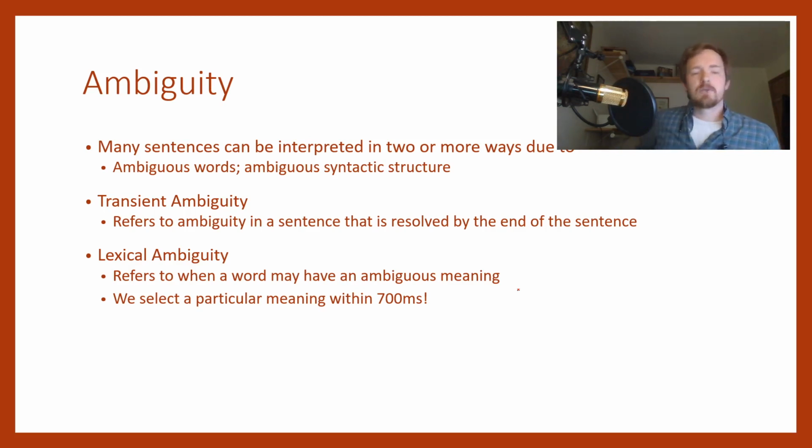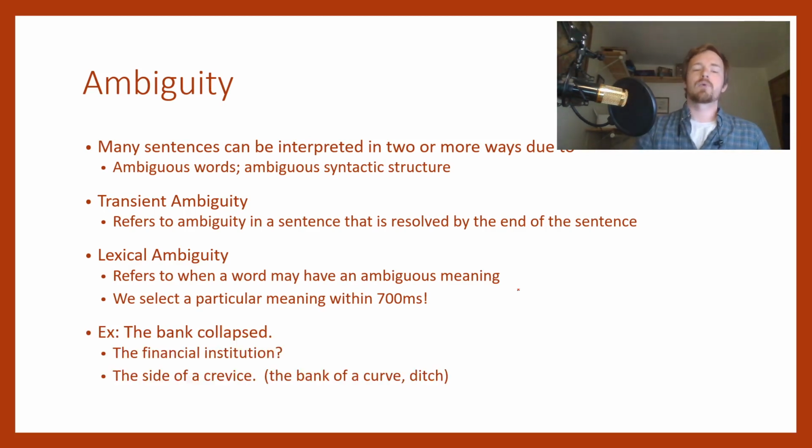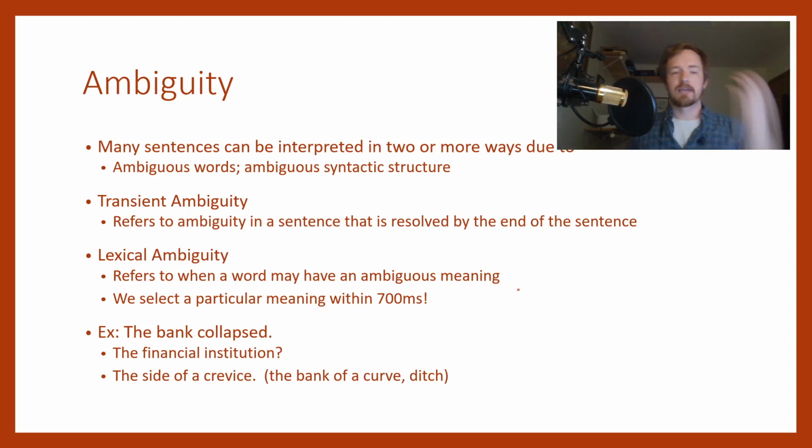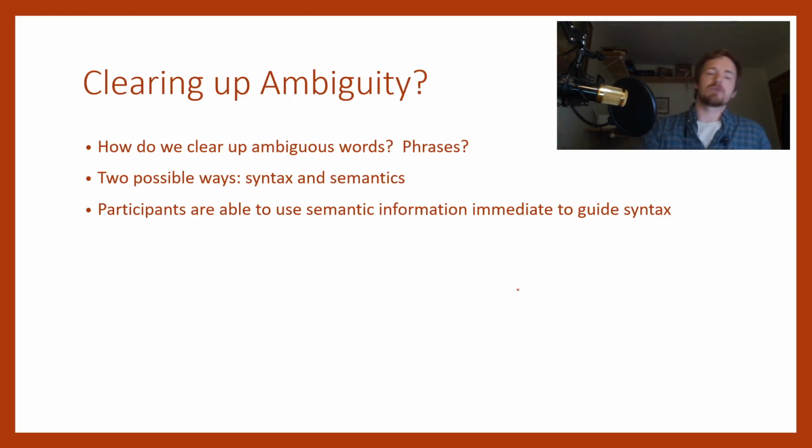The other kind of ambiguity is lexical ambiguity. Lexical ambiguity is whenever you come across a word that by its nature has an ambiguous meaning, and we're going to select what it means within the first 700 milliseconds. An example of this would be if I told you the bank collapsed. The bank collapsed could mean a couple of different things. It could be a financial institution, or it could be the side of a ravine or the side of a river. That's also a bank. The way that we would clear that up is simply by reading on. We would need more context in order to make sense of it.